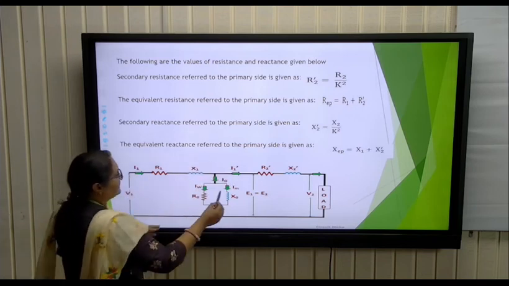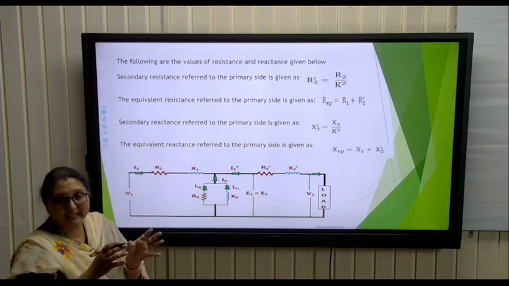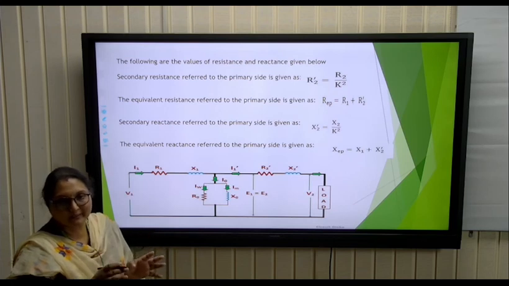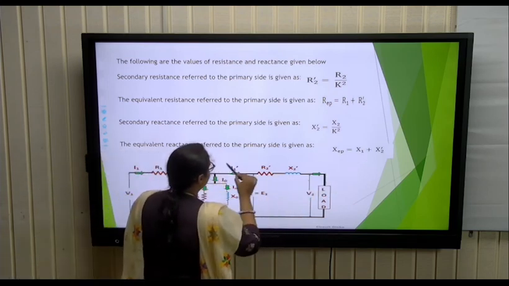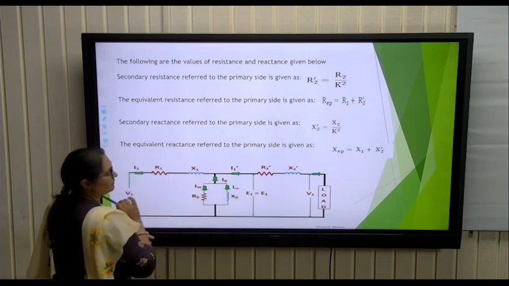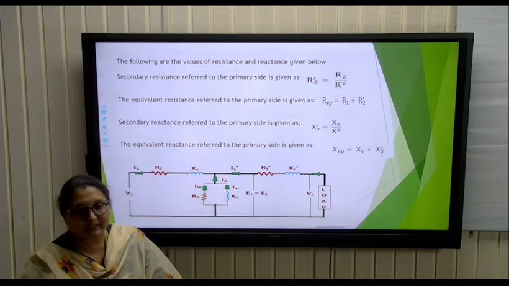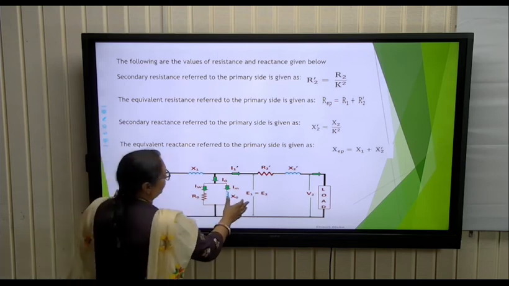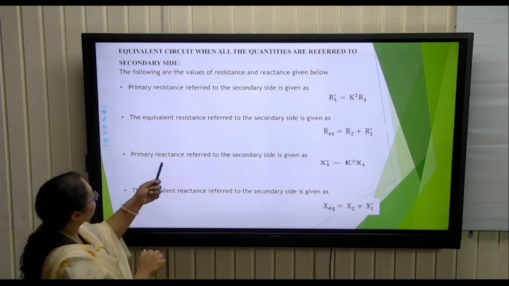Now after getting these two values, we can have the complete resistive part, you can calculate the equivalent resistance of the circuit as well as the equivalent reactance of the circuit. So this will become X1 plus X2 dash, just combine these two and these two. So this is how we can get the total equivalent circuit of the transformer when the parameters are reflected on the primary side. And the same thing you can do on the secondary side.